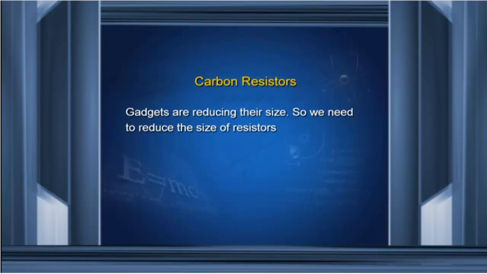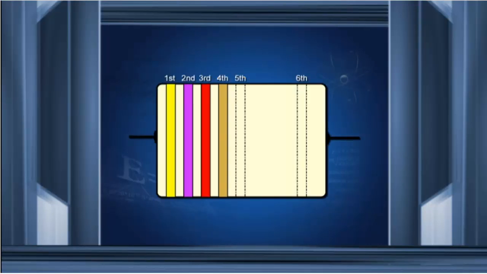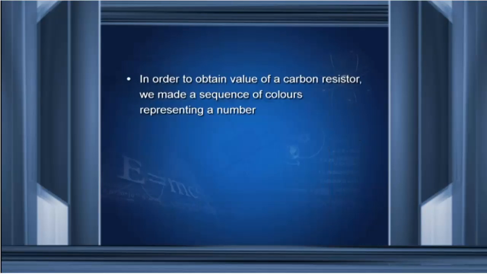Carbon resistor. As we know, it is the time of electronics. Gadgets are reducing their size, so we need to reduce the size of resistors. So we made resistors based on carbon. This diagram represents the carbon resistor. It is a band of 3 colors followed by a ring. In order to obtain the value of carbon resistor, we made a sequence of colors representing a certain number.